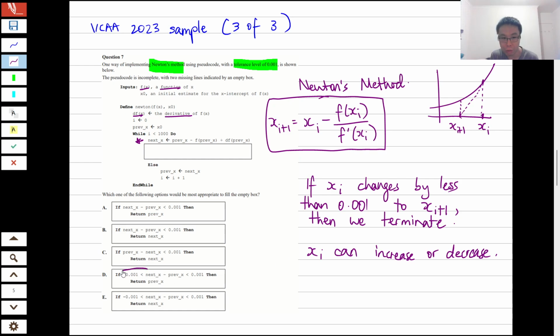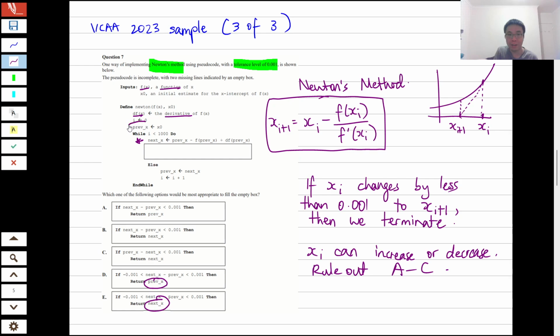Options D and E, you will notice, have these lines here. The difference between the next value and the previous value is between negative 0.001 and positive 0.001. That's what we want. So we can rule out options A to C. So now we just need to consider options D and E. So when this program is finished, do we want to return the previous value of x or the next value of x?